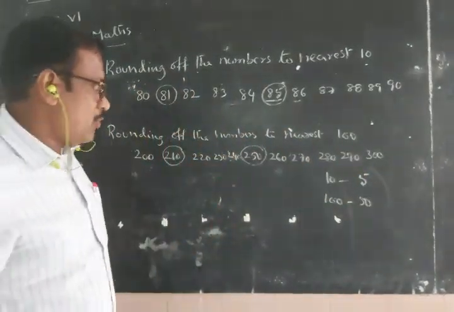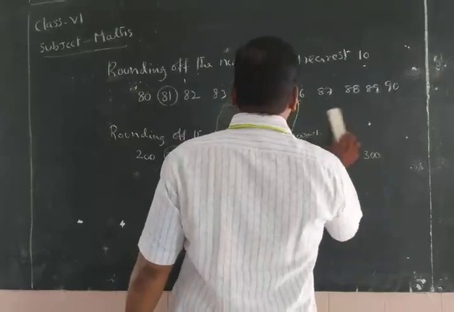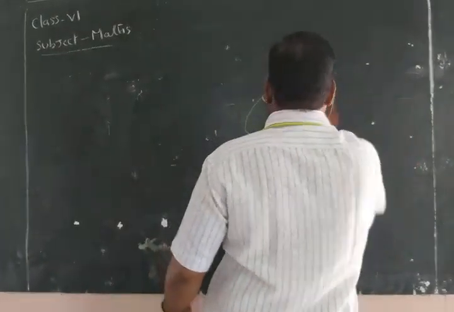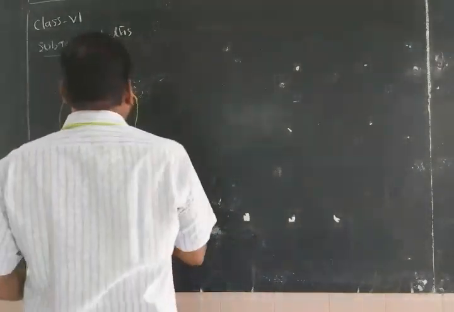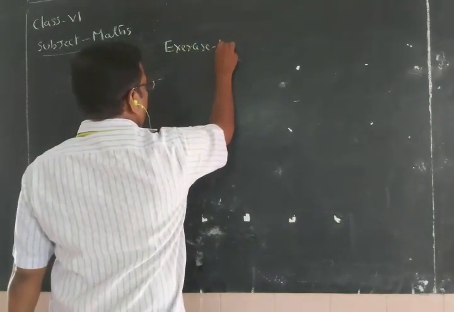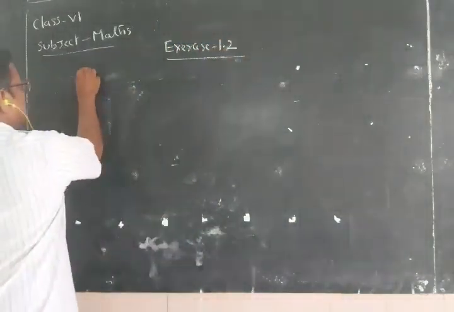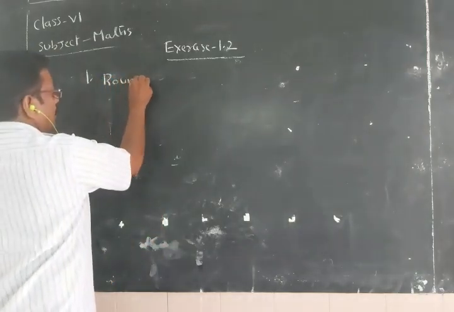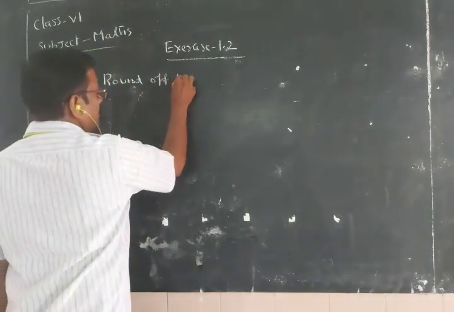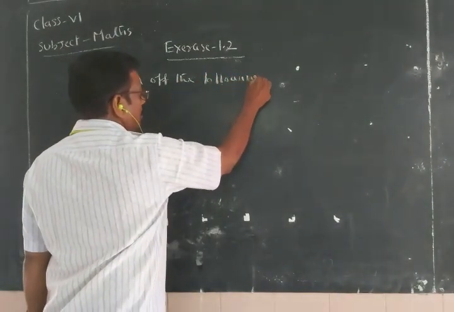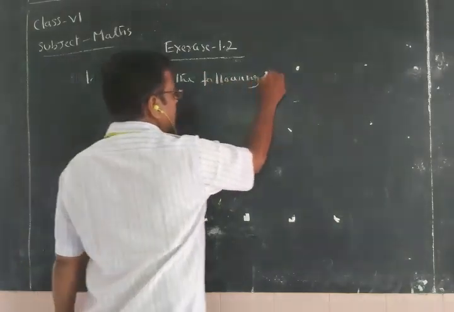Okay. So now exercise 1.2. The first question: round up the following numbers.